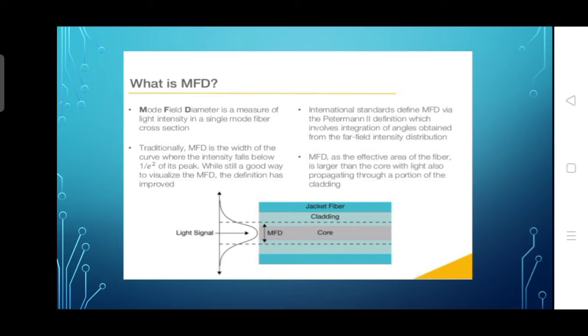So here, there is an illustration of the mode field diameter. Mode field diameter is slightly larger than the core, if you can see in the image. On the center, we can see the gray colored part, that is the core, and the region bounded by the broken lines is the MFD. So MFD is basically a core and a small part of the cladding.